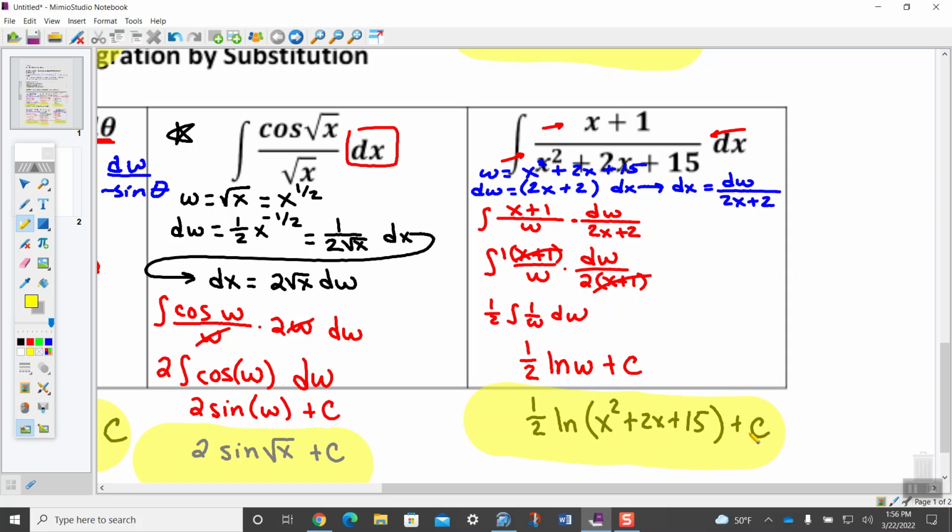The hard part's getting started. Once you get stuff down to W form, it goes back to 6.2 stuff, okay? Once you found your antiderivative with respect to W, your job then is to say, okay, what was W equal to in the end? And then backtrack, plug that back in, okay?